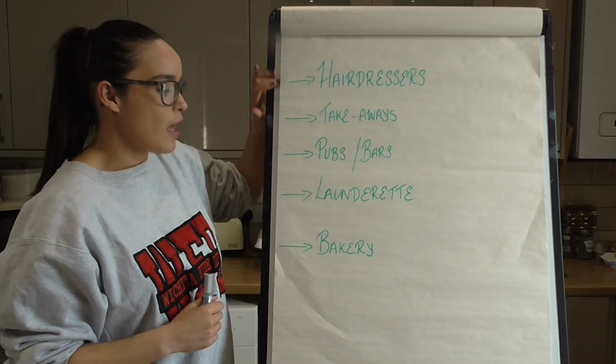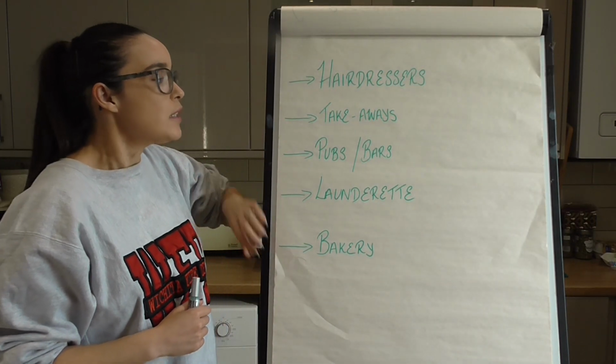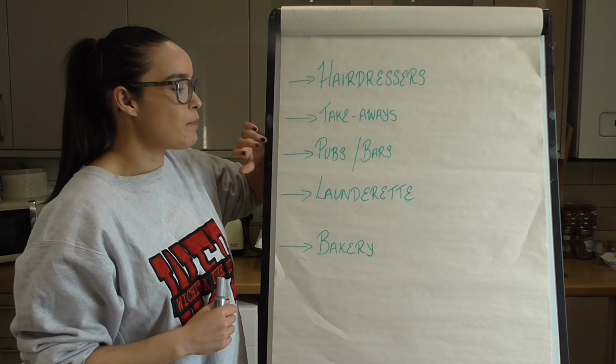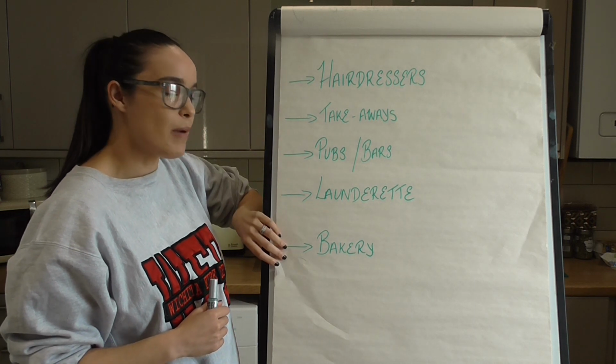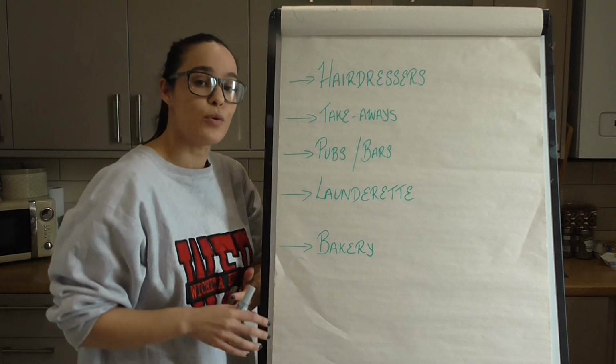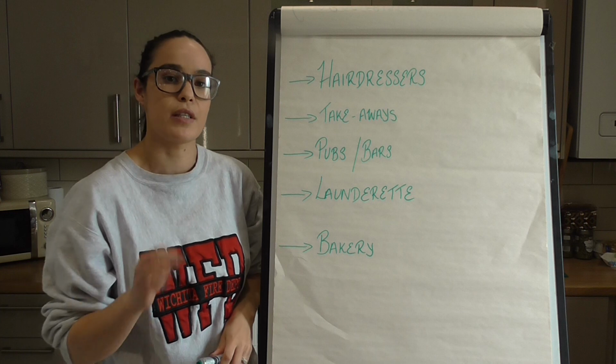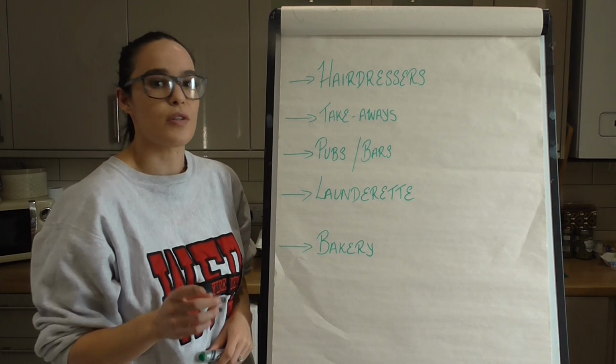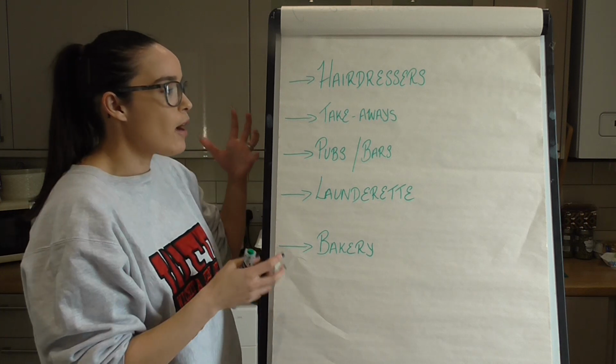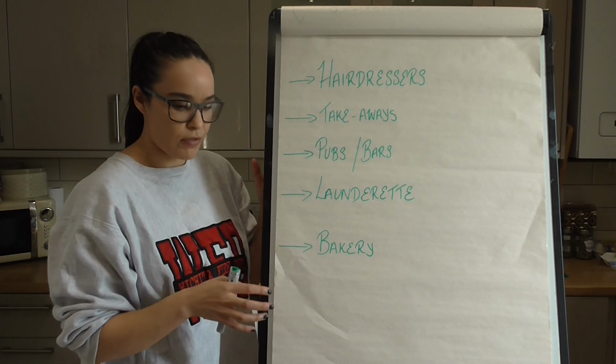So here are some examples here. Hairdressers, takeaways, pubs and bars, laundrettes, bakeries. I'm also going to add corner shops to this, like little greengrocers and corner shops. They're actually a really good example. We'll touch on that in a moment. But if you think about these markets, they really fit into those characteristics.